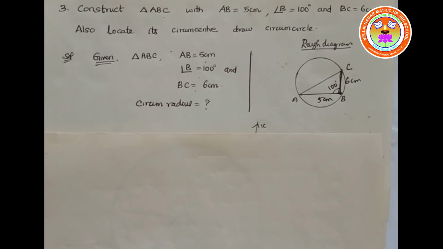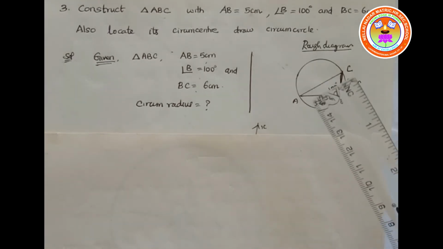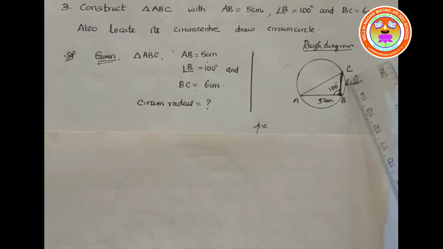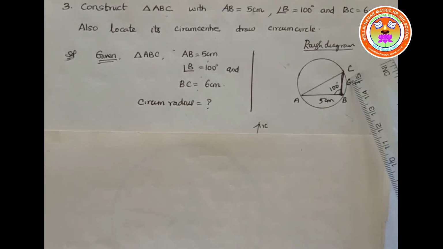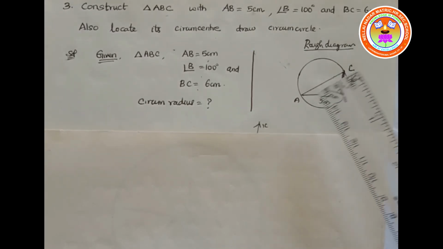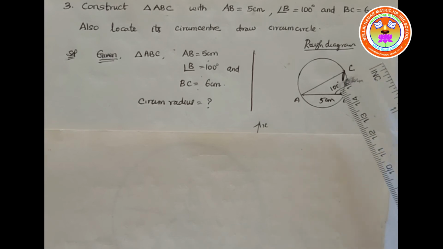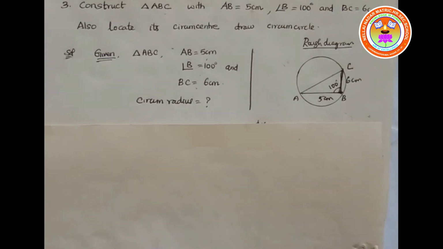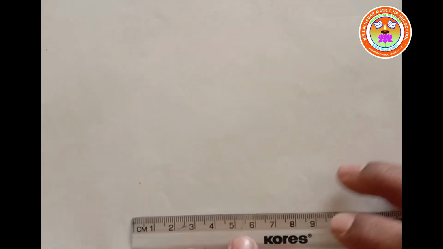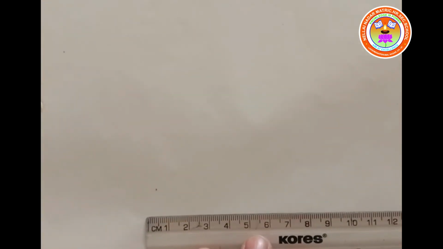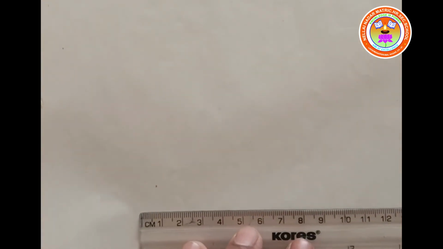Now what you are going to do is first draw a rough diagram and make triangle ABC. AB equal to 5 centimeter, angle B is equal to 100 degree, and from B to C is 6 centimeter. Okay, this is a rough diagram. With the rough diagram you are going to draw a fair diagram. It's clear, children? Now the fair diagram: draw a line AB equal to 5 centimeter.